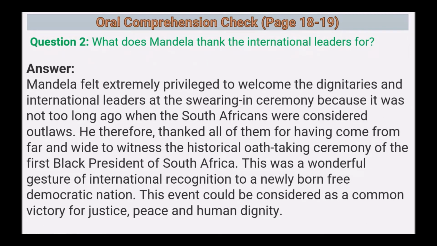Next, what does Mandela thank the international leaders for? Mandela felt extremely privileged to welcome the dignitaries and international leaders at the swearing-in ceremony because it was not too long ago when the South Africans were considered outlaws. He therefore thanked all of them for having come from far and wide to witness the historical oath-taking ceremony of the first black president of South Africa. This was a wonderful gesture of international recognition to a newly born free democratic nation. This event could be considered a common victory of justice, peace and human dignity.